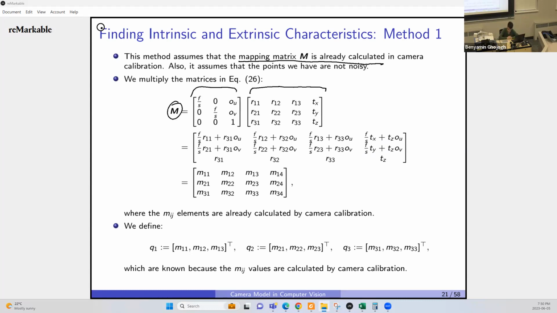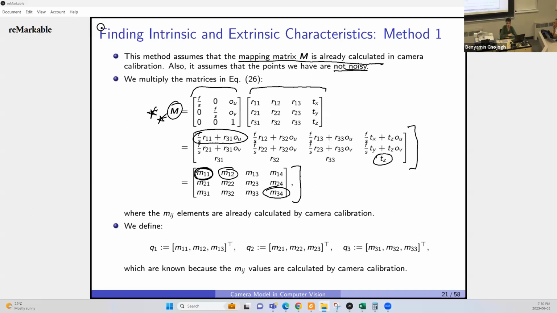Also, it assumes that the points we have are not noisy. Okay, we'll see why. It assumes that they are not noisy. The camera is not much noisy. We multiply the matrices in equation 26 in the mapping matrix. So if you multiply these two matrices, you will have this big matrix. And I consider this as this because these are the elements of the mapping matrix. So, for example, this means that M11 equals this.